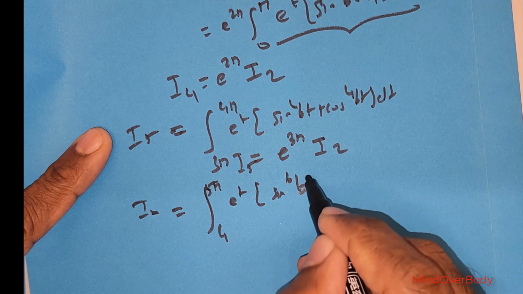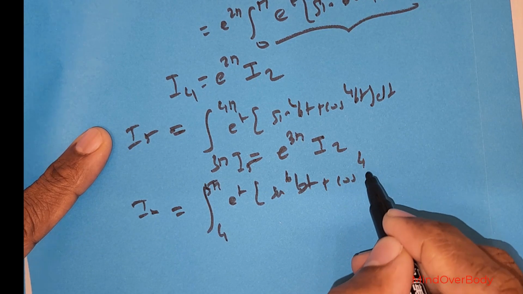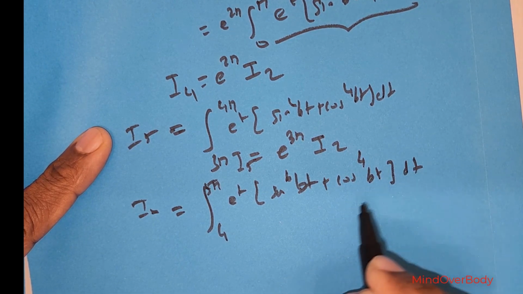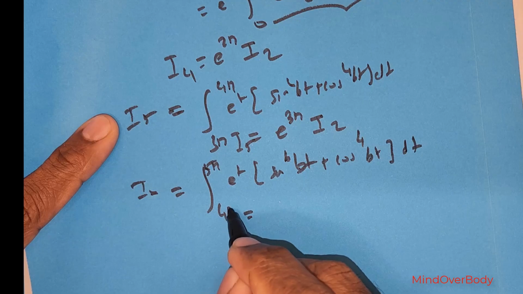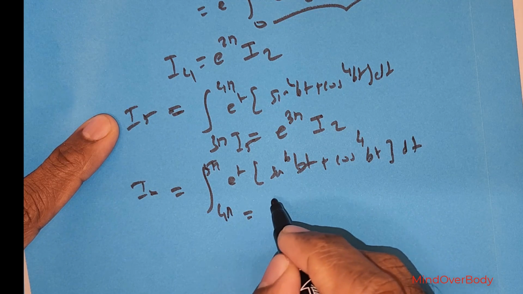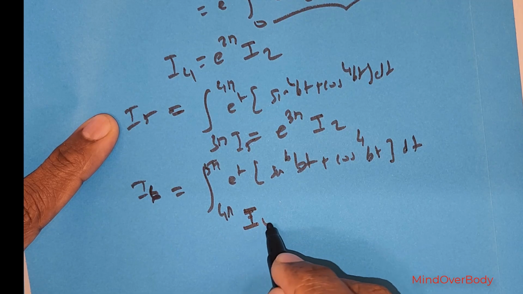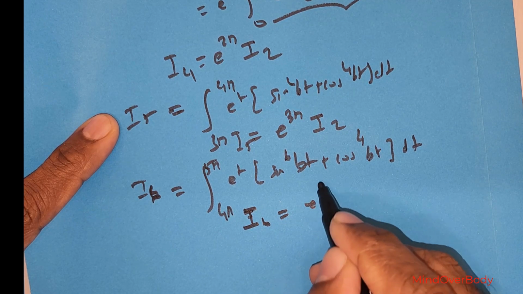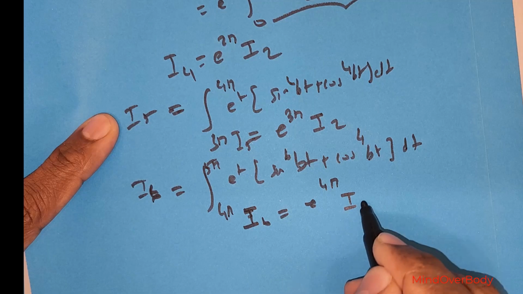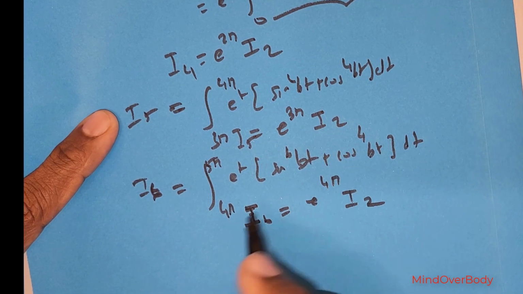Now I6 is 4 pi to 5 pi e raised to the power of t sine raised to the power of 6 bt positive cos raised to the power of 4 bt times dt. So this is I6, right? So I6 is equal to e raised to the power of 4 pi times I2. The same principle as I mentioned to you.